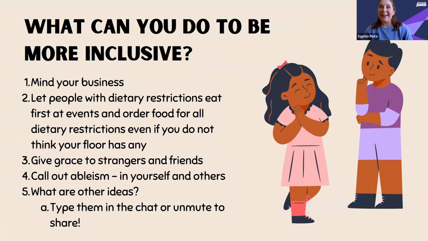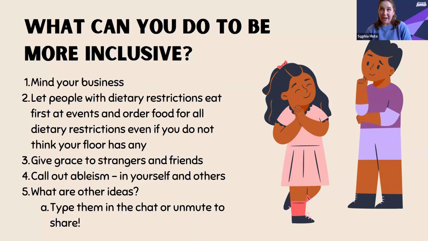So here are some of my ideas of what you can do to be more inclusive. Mind your business, respectfully, right? You don't need to know what's going on in everybody else's lives. You don't need to know why someone chose to go get food early, to relate it back to my personal example. Let people with dietary restrictions eat first at events and order food for all dietary restrictions. Even if you don't think the people on your floor, in your building have any, just having the food there is helpful because people who don't have a dietary need can still eat it, right?